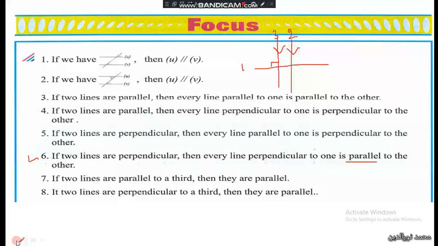Yes, they are parallel. So if two lines are perpendicular, then every line perpendicular to one of them is parallel to the other. Okay. Then 7, if two lines are parallel to a third, then they are parallel.